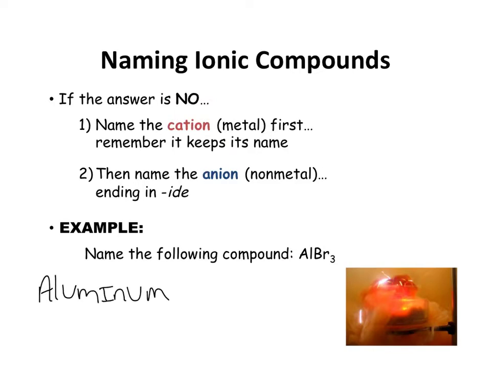Followed by the name of the nonmetal with an IDE ending. In this case, the nonmetal is Br. That's bromine, but it has to end in IDE, so it becomes bromide. So for this example, the answer to the question, is the metal multi-charged, was no. So we wrote the name of the metal followed by the name of the nonmetal with an IDE ending. And that is what you do if the metal in the compound is not multi-charged.